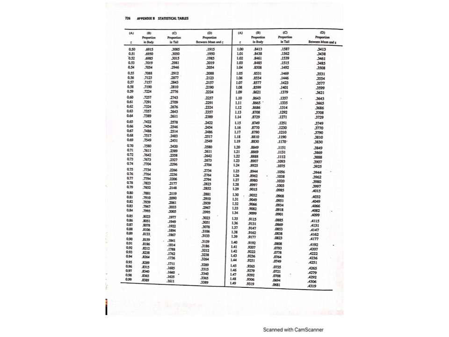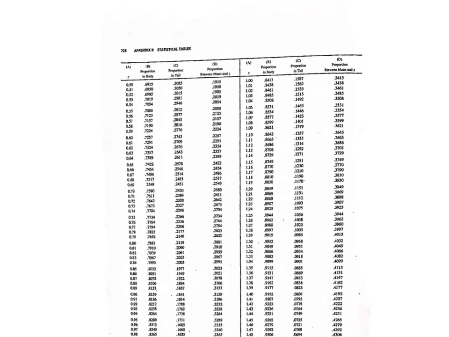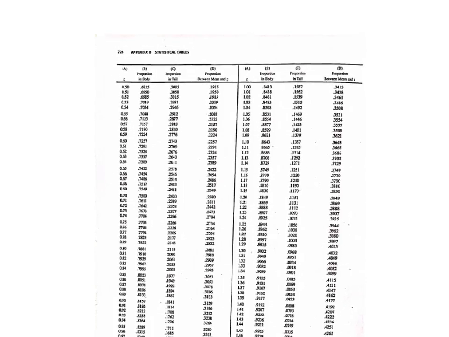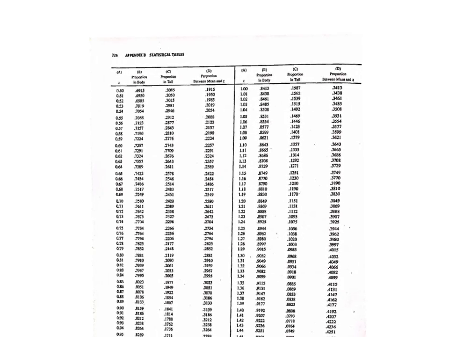Now, if we were to look here at our situation in terms of what we're looking for, we're looking for a 1 here. What we see is that our proportion that's between mean and z is 0.3413. So that's where that proportion came from. For a z of 0, what we have is the proportion between mean and z is equal to 0.